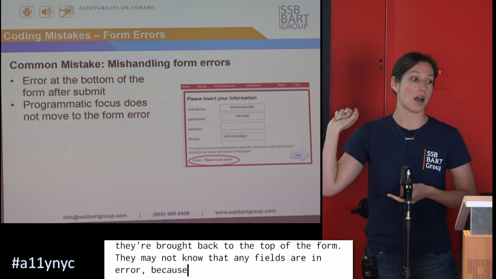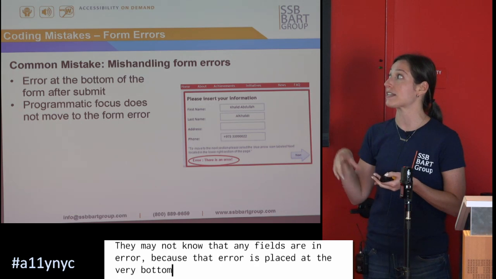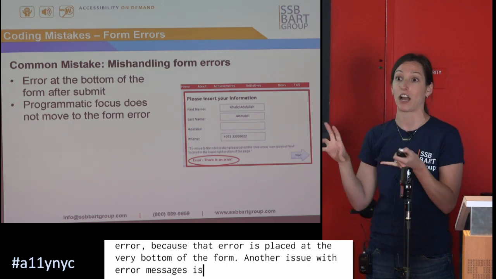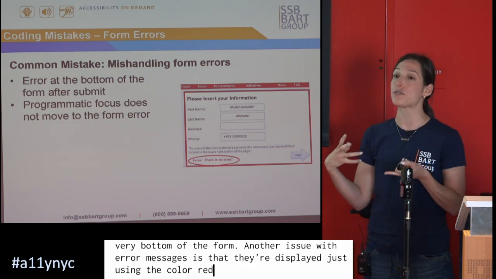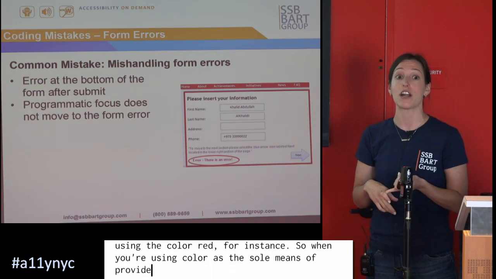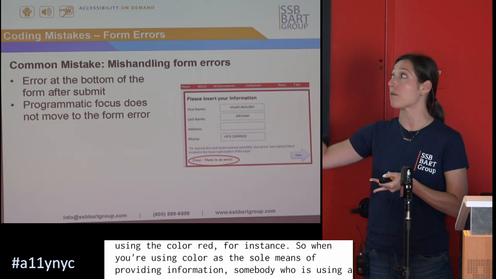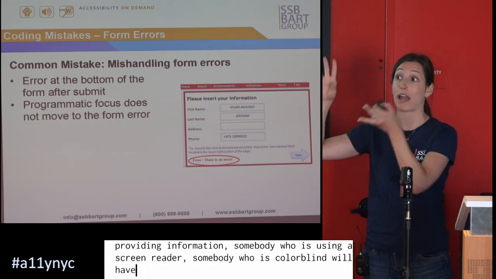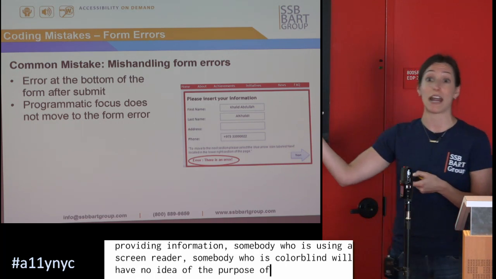Another issue with error messages is that they're displayed just using the color red, for instance. So when you're using color as the sole means of providing information, somebody who's using a screen reader, somebody who's colorblind will have no idea the purpose of that field in red or an error message in red.